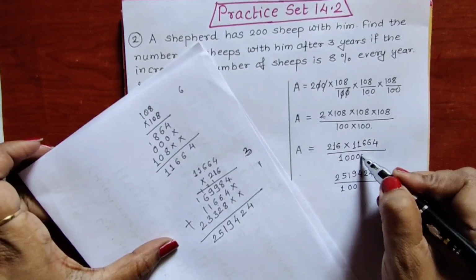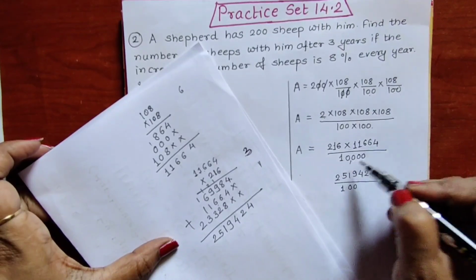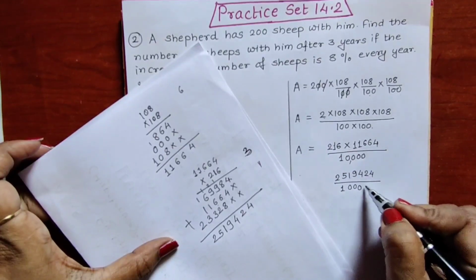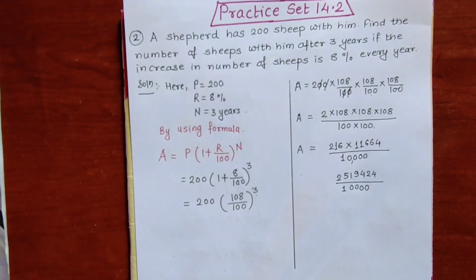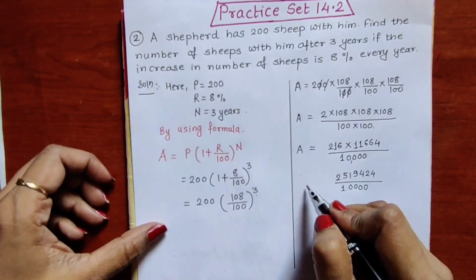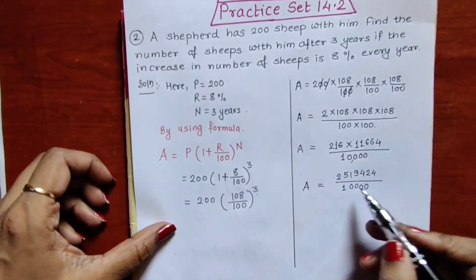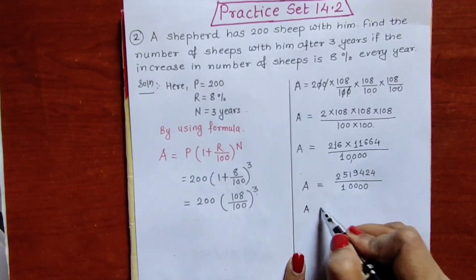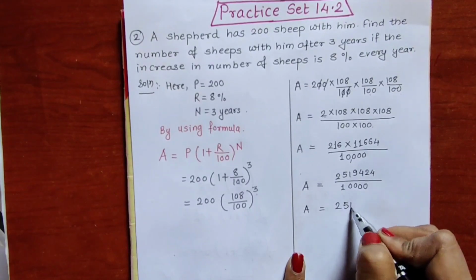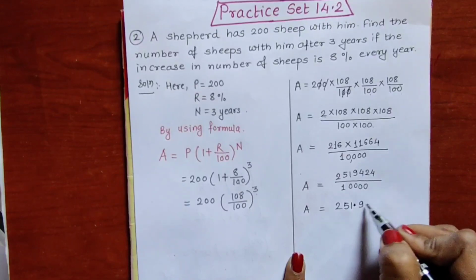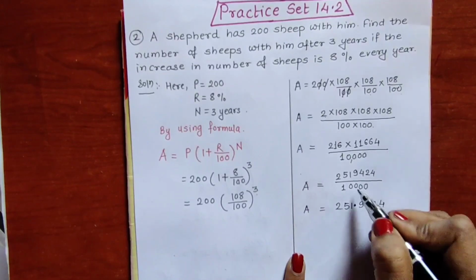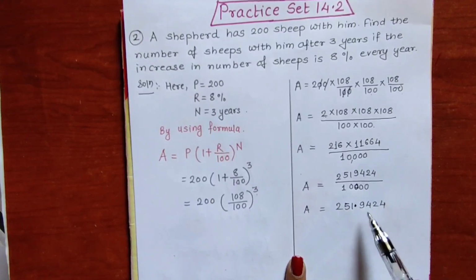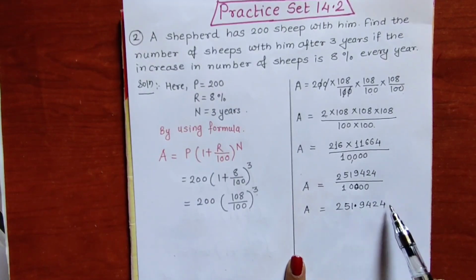1 2 3 4 zeros should be there. It is 10,000, correct? 1 2 3 4. So 4 zeros are there in the denominator. So as 4 zeros are there, we will remove this denominator and we can write this number as 251.9424, because 4 zeros are there. So while writing this number, there should be 4 digits after the decimal point.